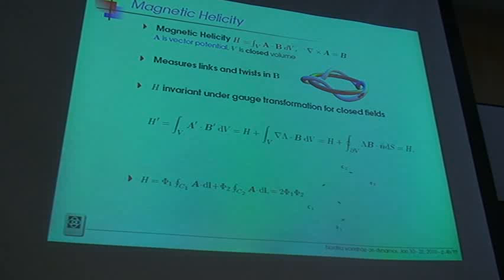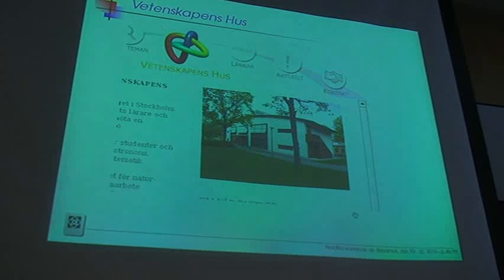Let me just remind you that, as I already showed, magnetic helicity is associated with the links and twists in the field, and it's a gauge invariant quantity provided the field is closed in some volume. And in fact, by the end of the day, I may go away from this definition. And I thought I'd show you a different place where helicity is there.